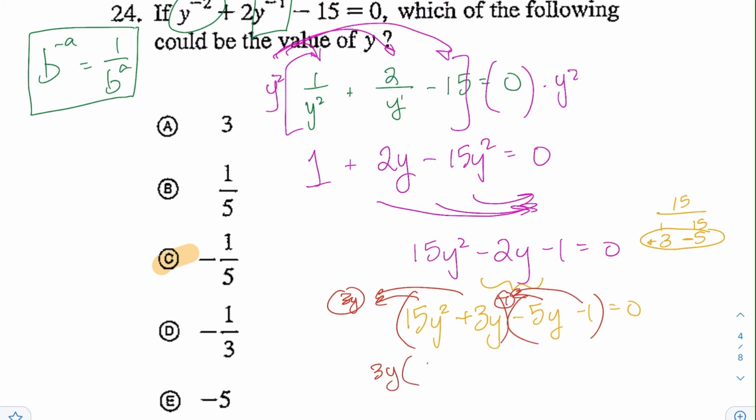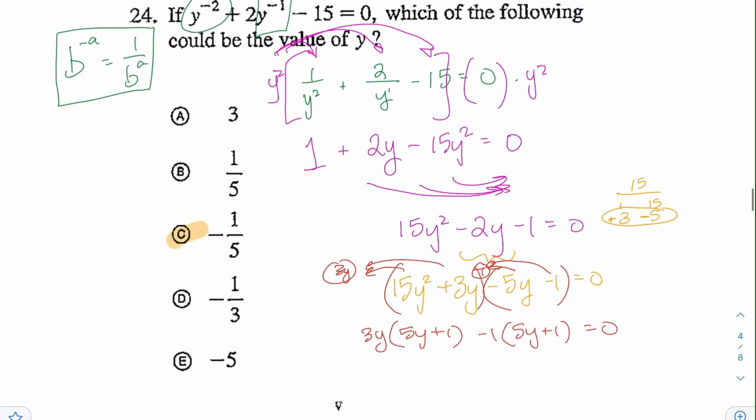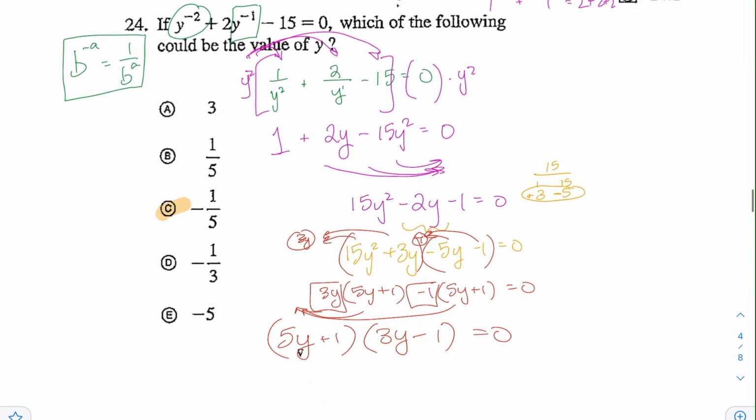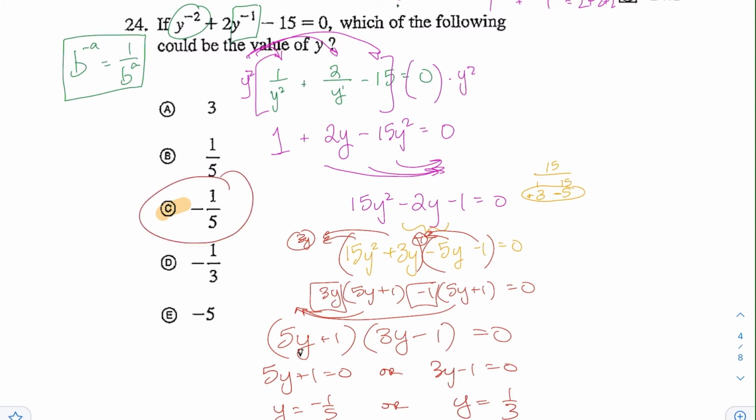So you have 3y times 5y plus 1. And you have negative 1 times 5y plus 1. That's equal to 0. So from here, you can factor out 5y plus 1. That's one of the factors. The other factor will be 3y minus 1, which is left over. So both of these are equal to 0. That means that 5y plus 1 is equal to 0, or 3y minus 1 is equal to 0. So y could be equal to negative 1/5 or y could be equal to positive 1/3. Now, I don't see positive 1/3 as one of the choices here, but I do see choice C, negative 1/5.